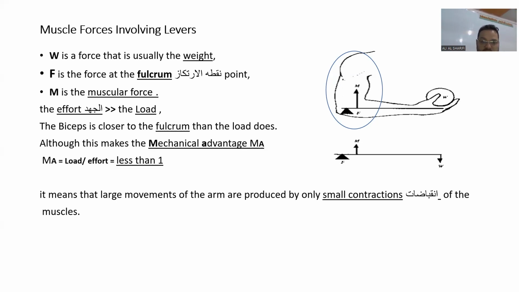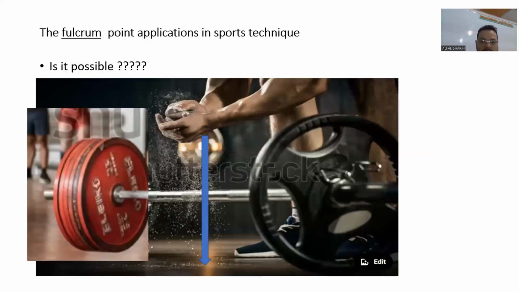It means that the large movement of the arm is produced by only small contractions of the muscles. That means by this phenomenon, from small muscles we can produce larger power, so that we can take weights more than the muscles themselves offer, from point to point.